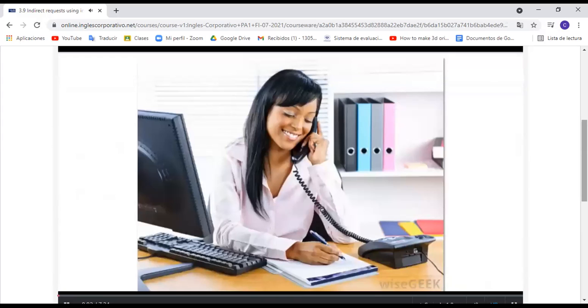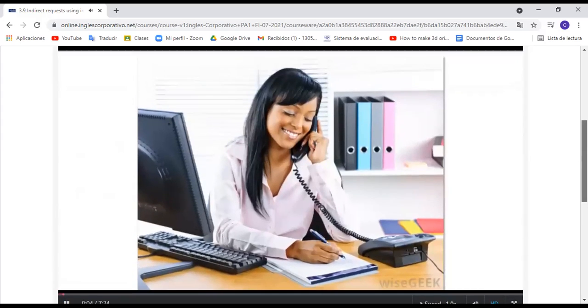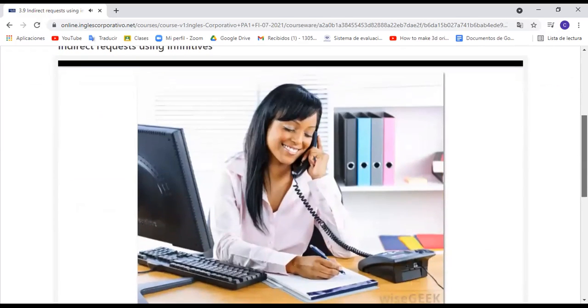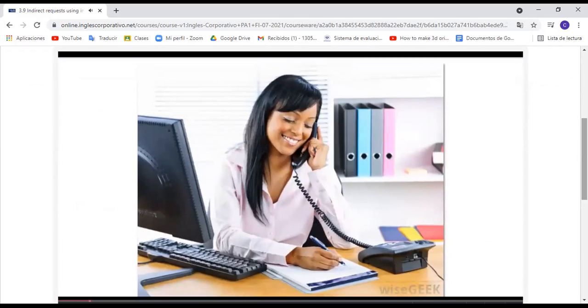Hi, everyone. By the end of this class, you'll learn how to make indirect requests. In this class, we will focus on turning imperatives into indirect requests. We use indirect requests when you want to give a message to someone who is not present or not available. Let's say, for example, you call a person and the person is not there, but maybe the assistant or a receptionist answers the phone. So you leave a message with that person. This is what we call an indirect request.